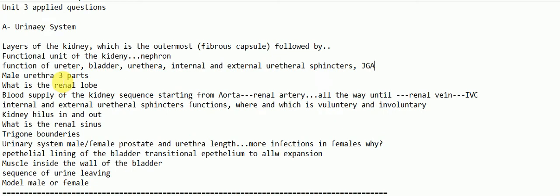What's the difference between male and female urethra? The male urethra has three parts. The first part is called the prostatic urethra, which is within the prostate.